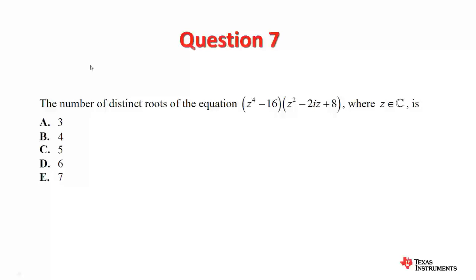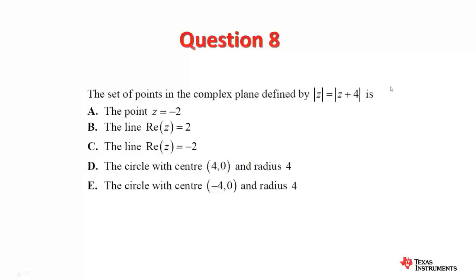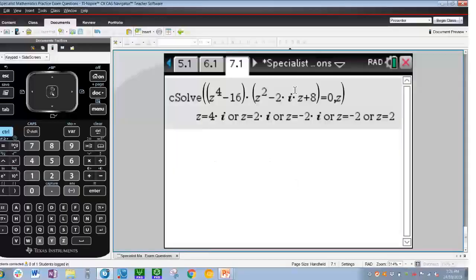So moving through this now, let's go to question number 8. So question number 8 says, the set of points in the complex plane defined by magnitude of Z is equal to magnitude of Z plus 4. This is a question very similar to 2000's Exam 1, question 8, which 43% of students got correct. Okay, so to figure out this question, I'm going to, of course, start a new problem.